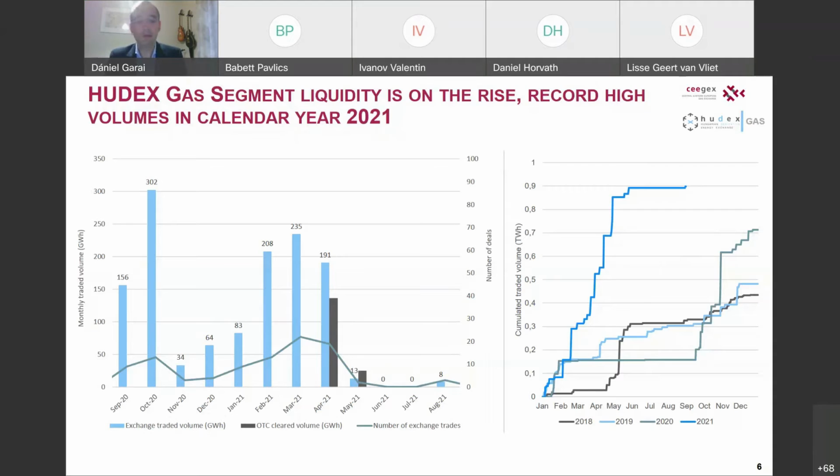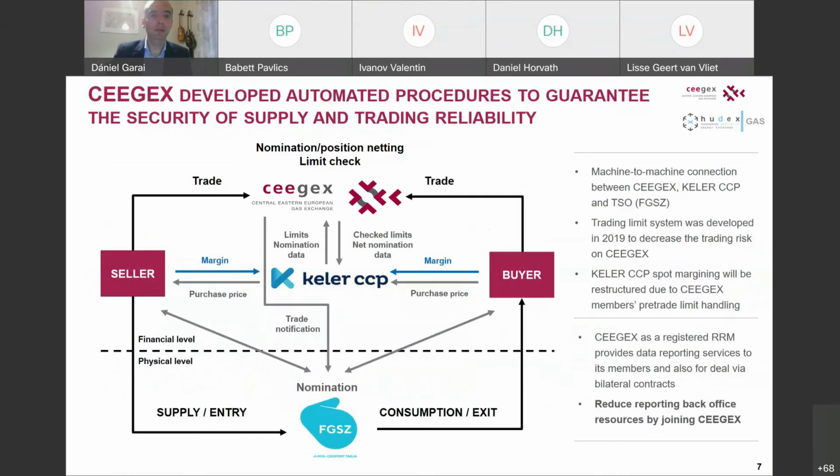So both the screen traded volume and the OTC cleared volume increased, and the number of exchanged trades as well. On the right side, you can see, or we are showing already by now, that the year 2021 is the most successful and most traded year on HUDEX.